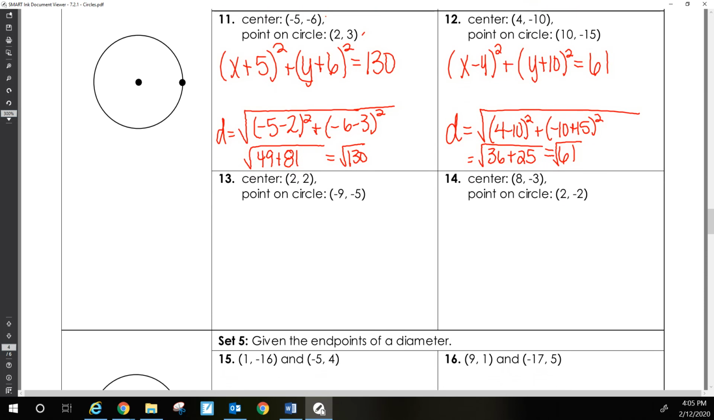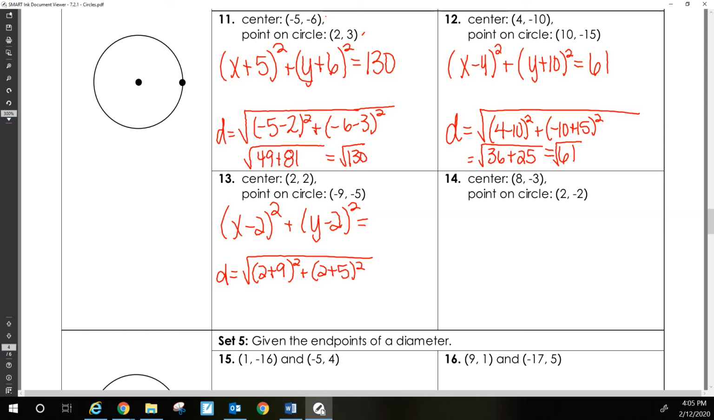Let's try 13 and 14, see if I can get a little bit better at this. All right, x minus 2 squared, y minus 2 squared. Just plugging in my center here and here. To find my radius, we're going to do the distance formula between the center and the point on the circle. So 2 minus a minus 9, ooh, I caught it this time, that's 2 plus 9 squared, plus 2 minus a minus 5, that's 2 plus 5 squared. This is the square root of 11 squared plus 7 squared. 11 squared is 121, 7 squared is 49. The square root of those two is going to be the square root of 170. So this is my radius. Radius squared then is going to be 170.